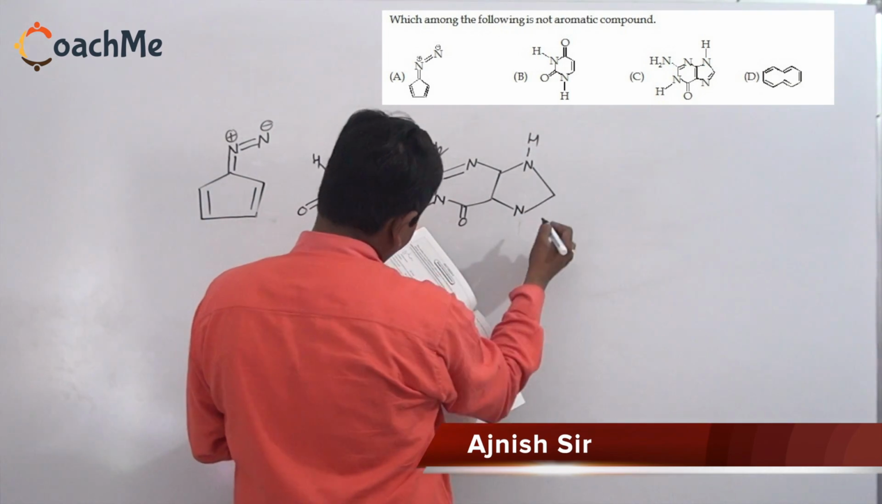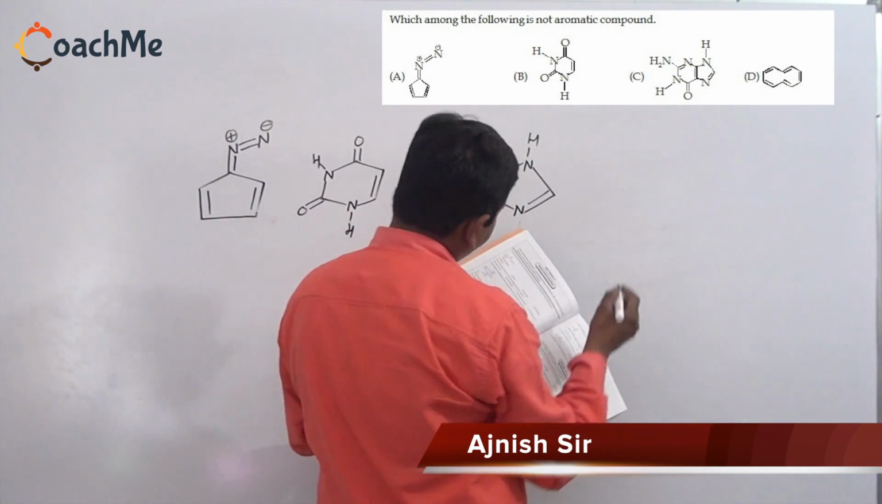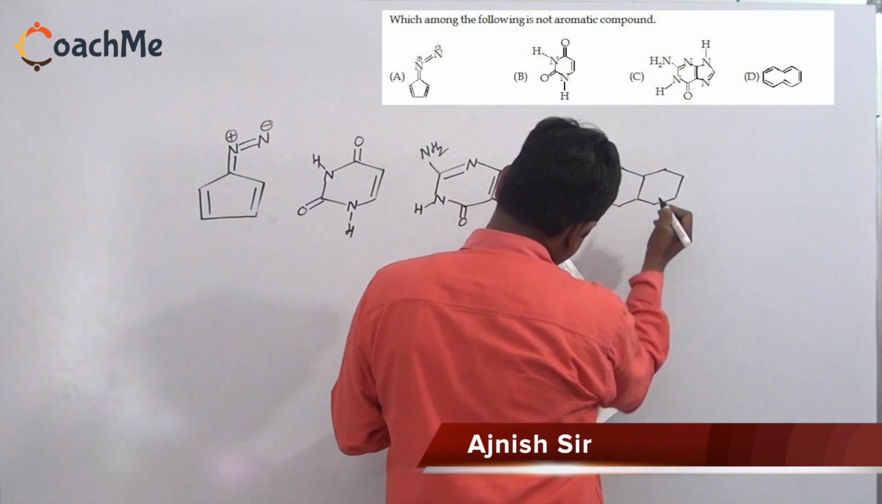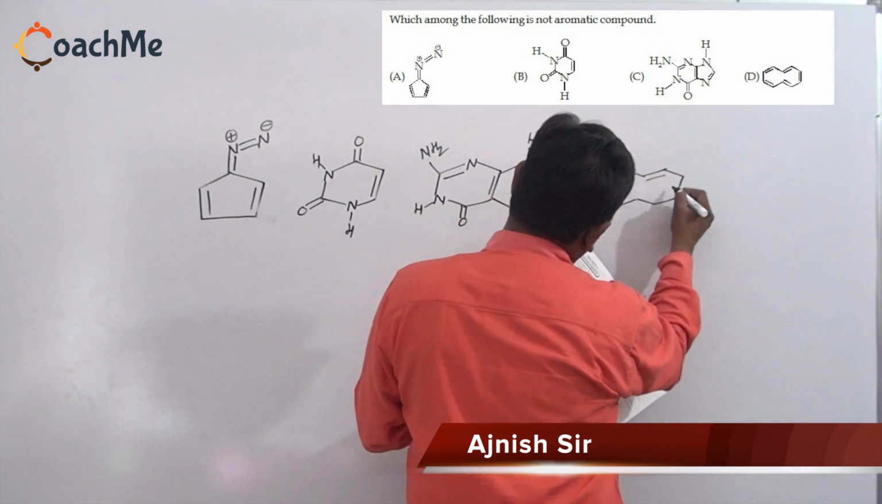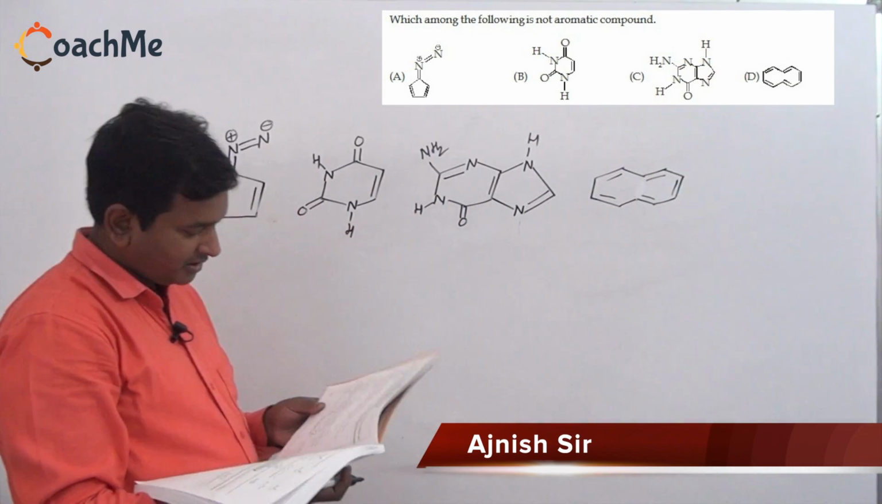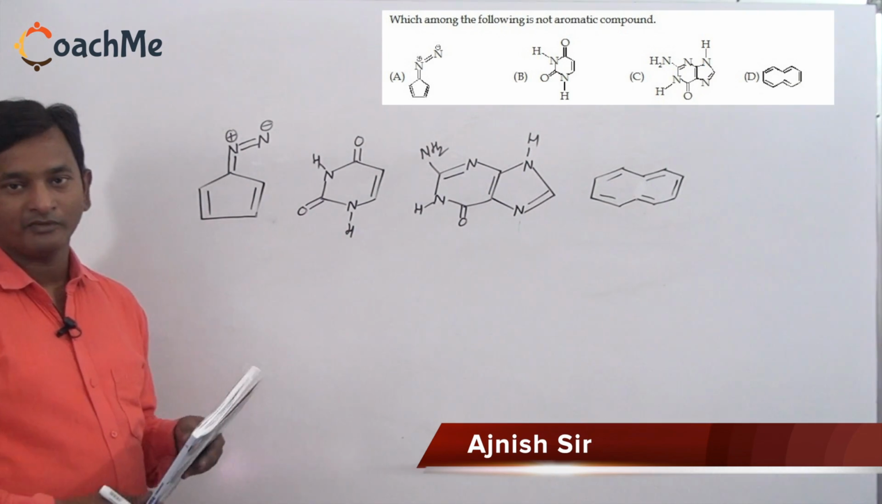Here NH, and here a double bond is present. In option D, a 6-membered ring is attached to another 6-membered ring. In between, no bond is present. It will be like this. And the question is, which among the following is not an aromatic compound?